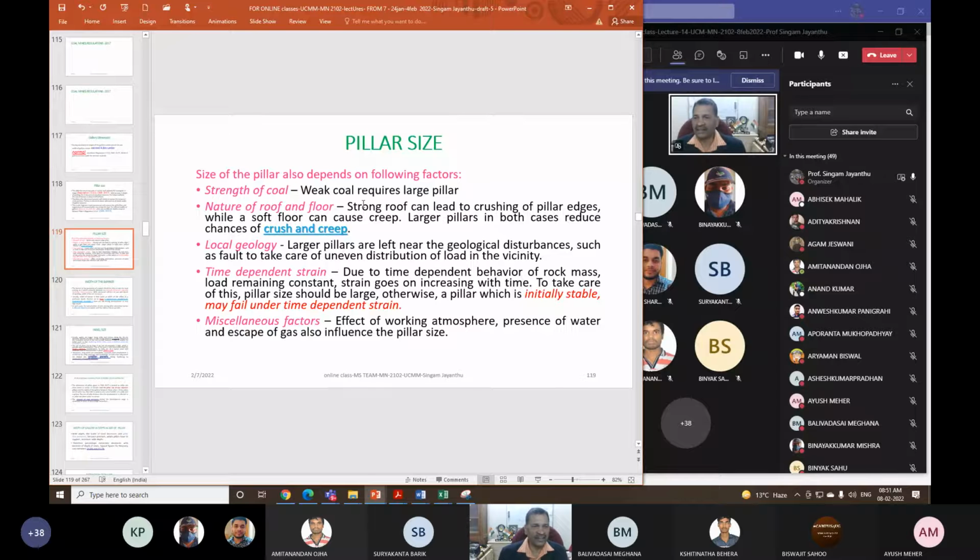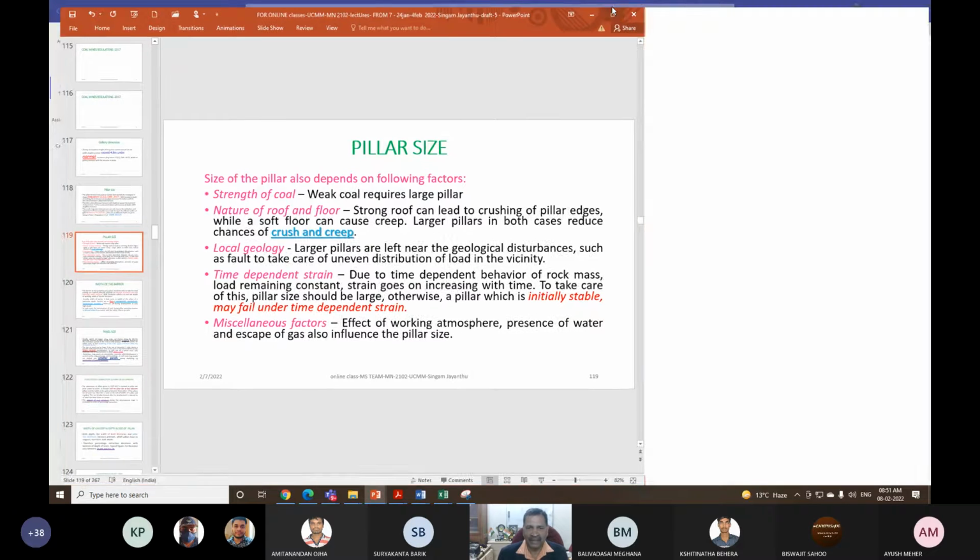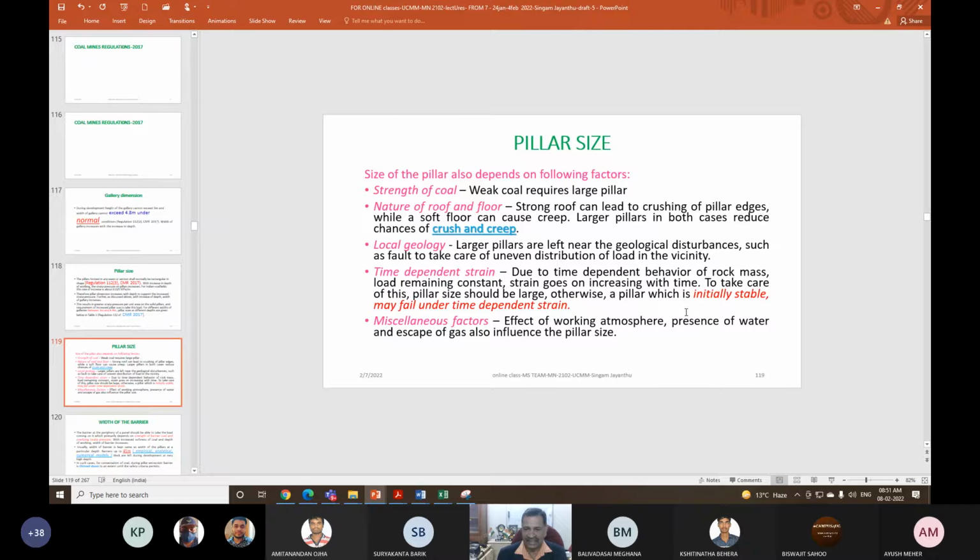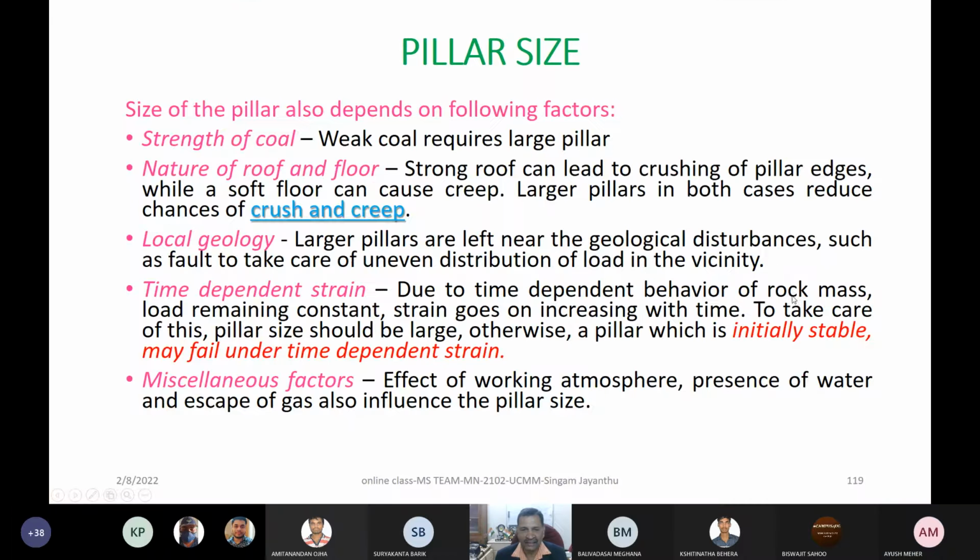Now, continuing further, I am just making it big. Are you able to see the screen? Because in between, sir, I changed the screen. Yes. So the size of this pillar, now you are at liberty to utilize your intelligence or your smart minds, whatever it is, machine learning, deep learning, collecting data, using modeling, everything.